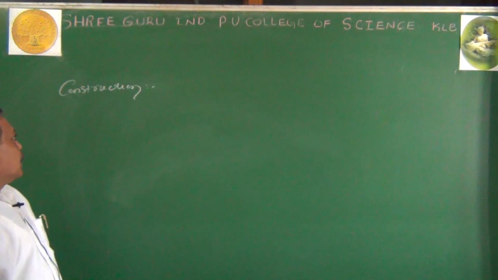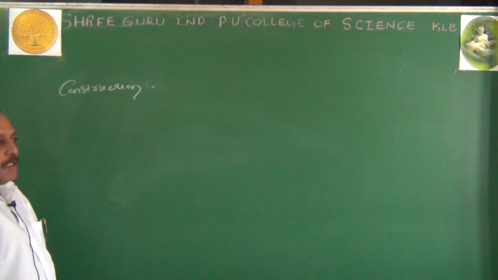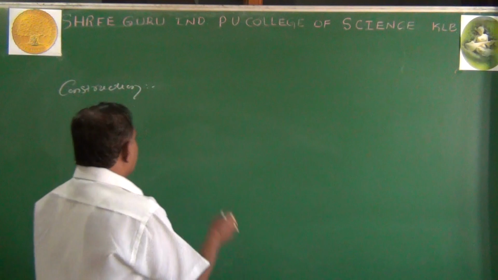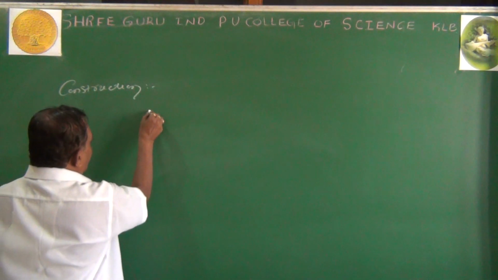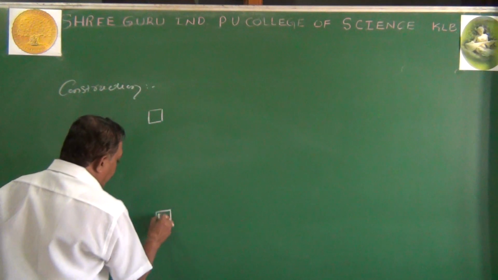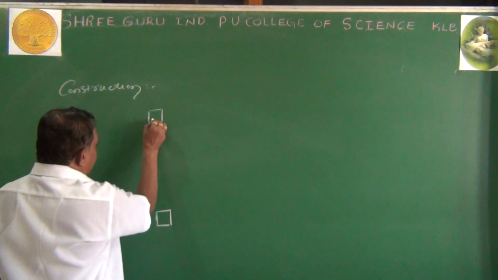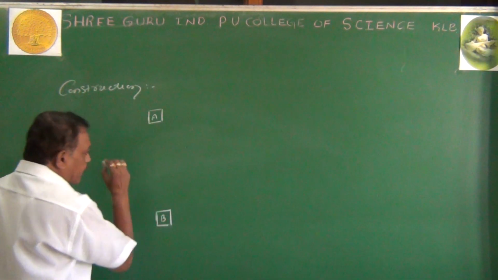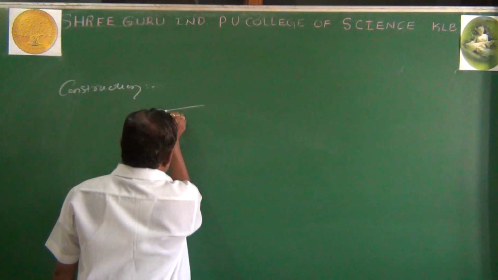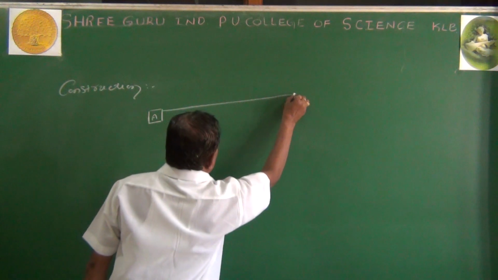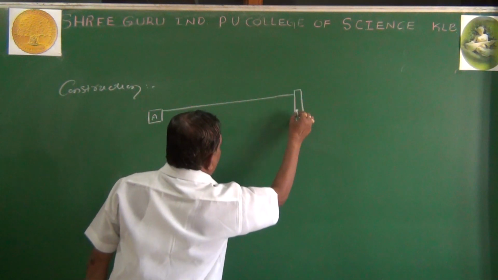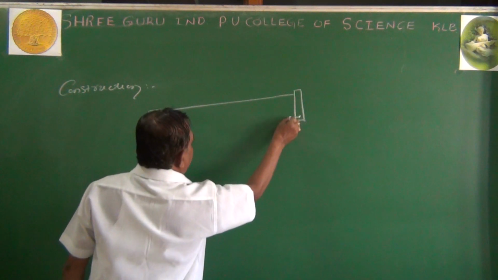So, the potentiometer consists of segments of wire which are stretched between two copper strips. These are the two copper strips, I call them end A and end B. The segments of the wire are stretched. Now this is 1 meter length. Now this is another meter length.